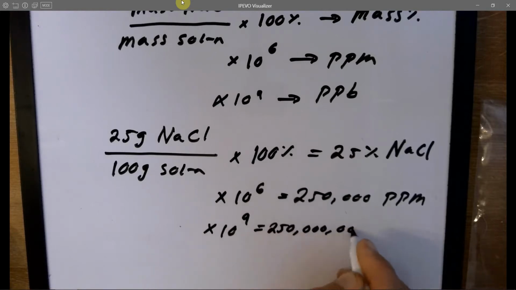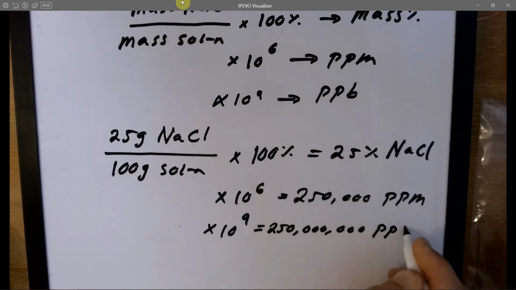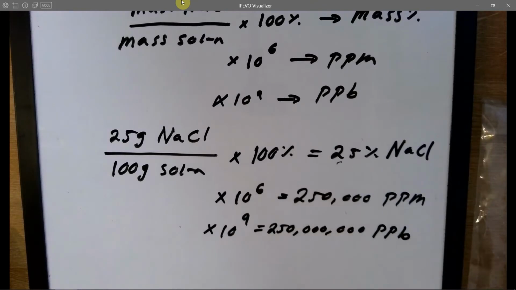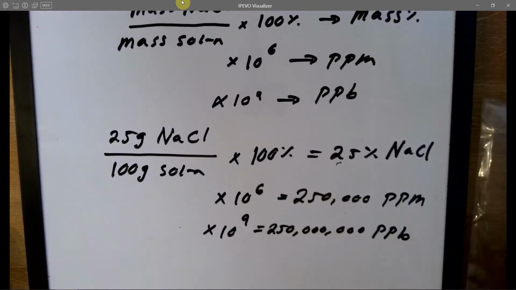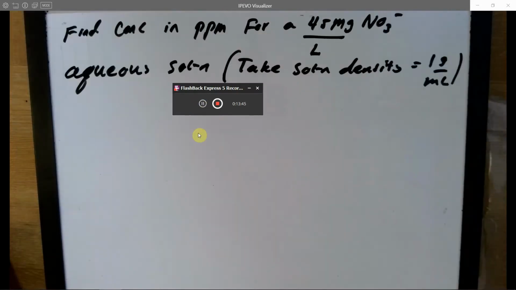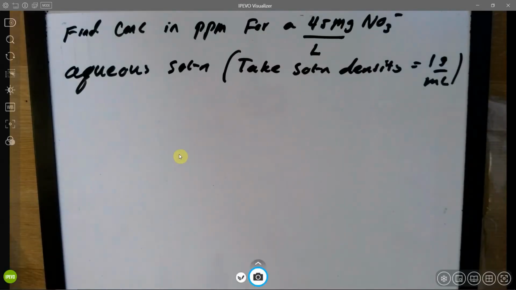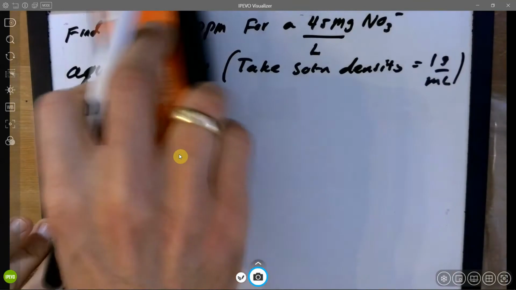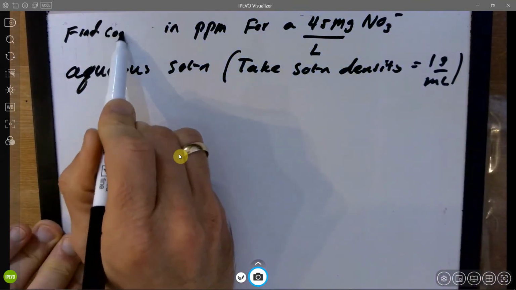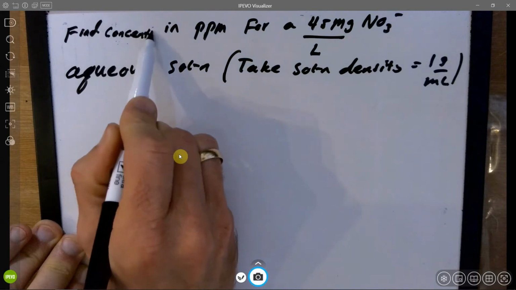So it's not very convenient to use parts per million and parts per billion for this example, because the numbers are so big. Sometimes you have something so small that these become really big. Okay, so that was just for illustration. Let's do an example that's a little bit less straightforward. So let's continue now, and let's find the concentration in parts per million for a nitrate solution in water.